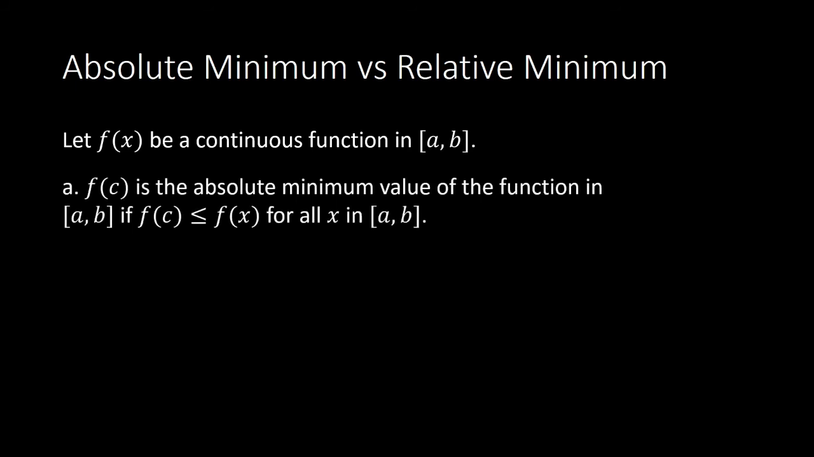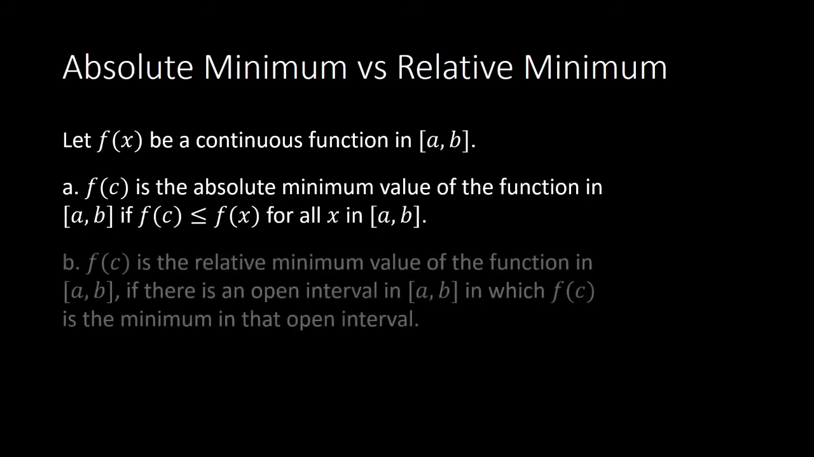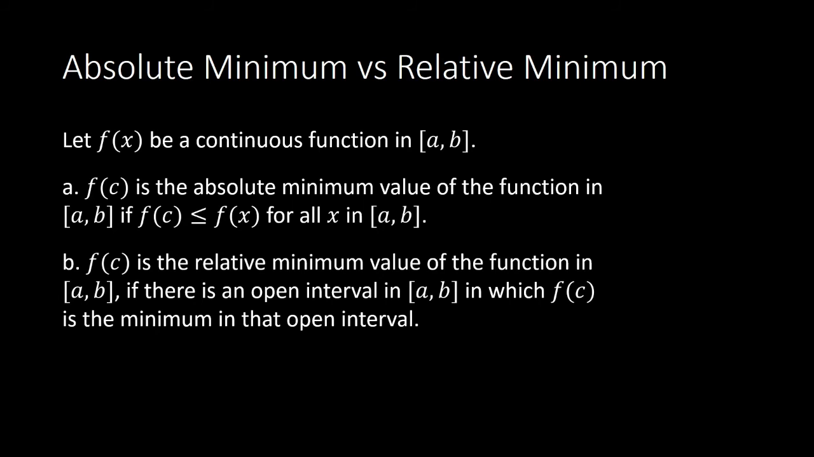Absolute minimum versus relative minimum. Let f(x) be a continuous function in the closed interval [a, b]. f(c) is called the absolute minimum value of the function in [a, b] if f(c) is less than or equal to f(x) for all x in the closed interval [a, b]. And f(c) is called the relative minimum value of the function if there is an open interval in [a, b] in which f(c) is the minimum value of that function in that open interval.